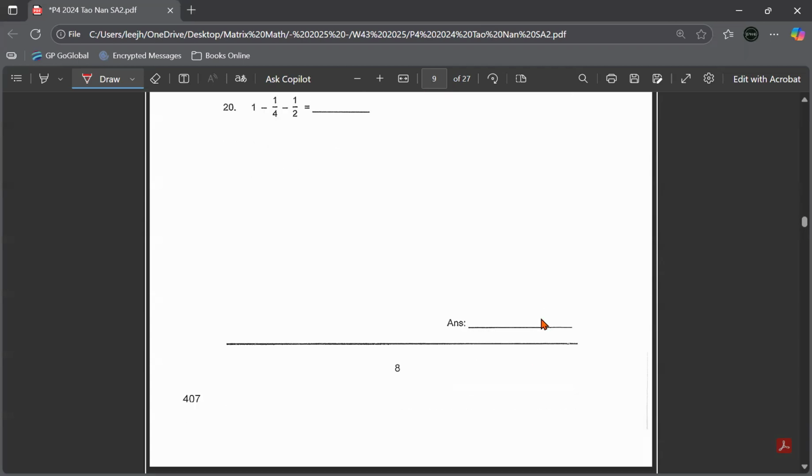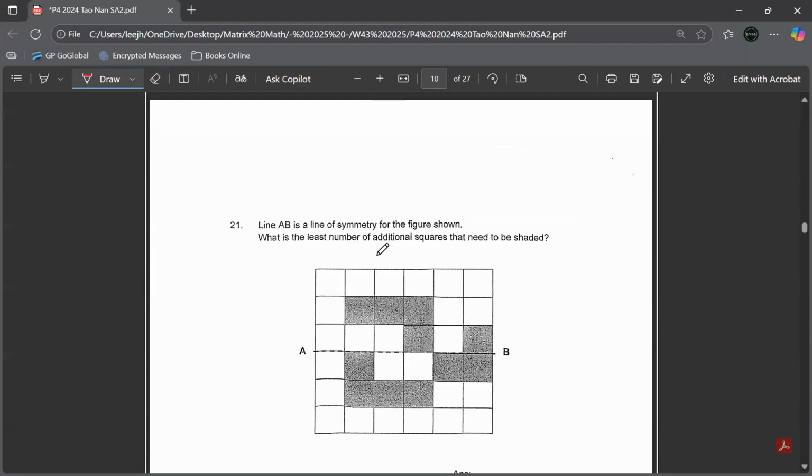Question 20. 1 whole minus 1 quarter minus half. Always remember to change your denominator to the same. So this one change to 4 times 2. It will be 1 whole minus 1 quarter minus 2 quarter. So 1 whole is 4 over 4 minus 1 quarter minus 2 quarter. Your answer is 1 quarter. Always remember, sorry, this is not 2 third. I'm sorry, 2 over 4. Always remember to change your denominator to the same.